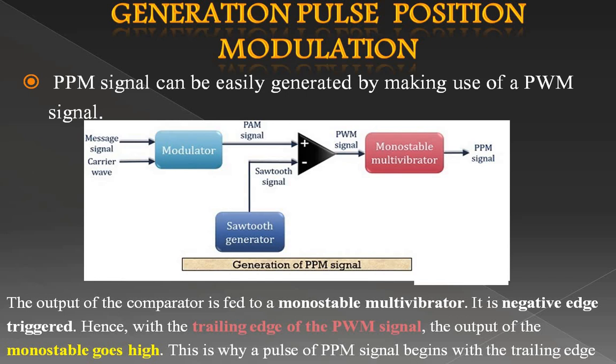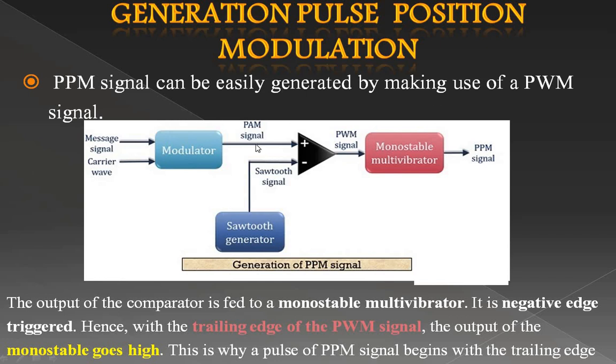So in DE I think you have learned that these monostable multivibrators are negative edge triggered. We require trailing edge triggering, right? So that's the reason we are using this monostable multivibrator. So it is very simple to design the pulse position modulation. How are we going to design? You just take a pulse width modulator generator. To that you simply add a monostable multivibrator. Then you will get a pulse position modulating signal.